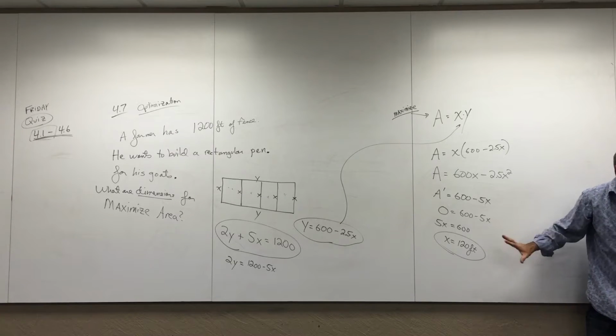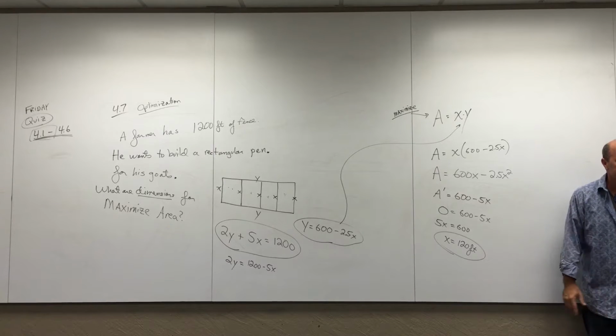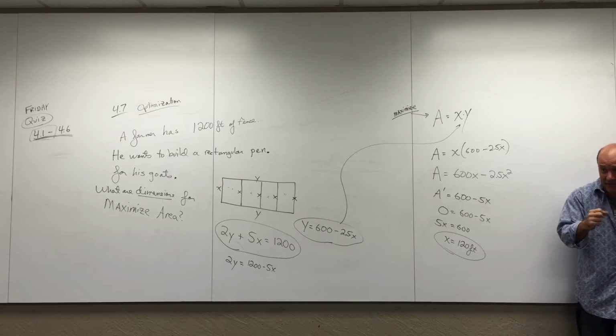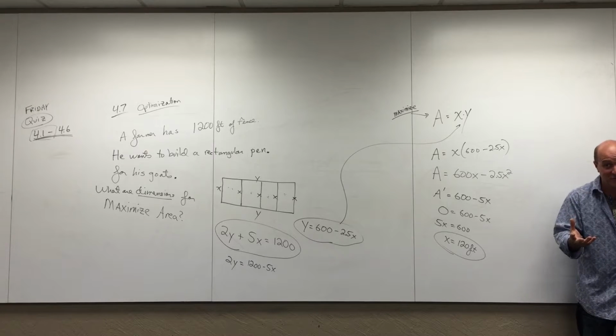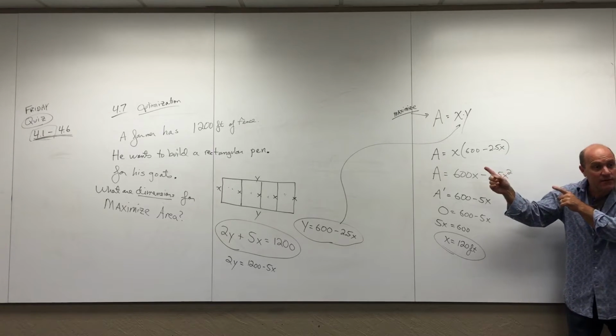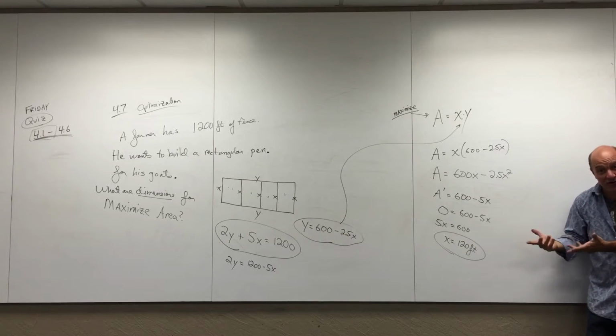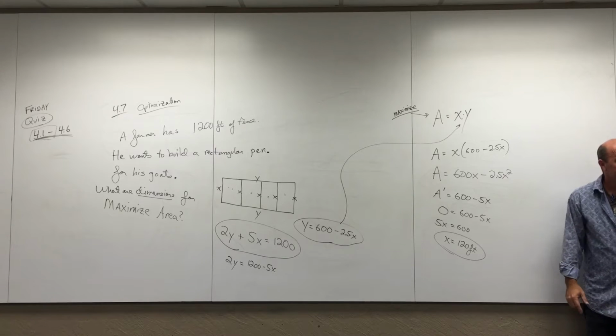You don't even have to stop and prove to me that it's a max. It is the max. Now, if you had 2 critical numbers, then you might want to check which one's the max. But they're looking for a maximum. We found one critical number. This is the critical number that gives me a max.